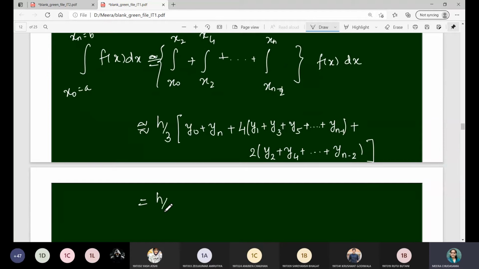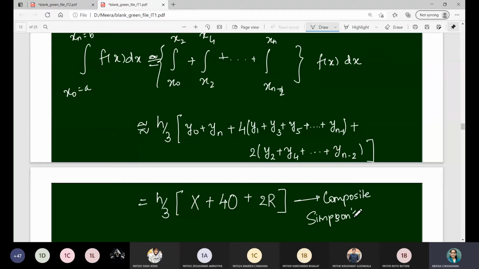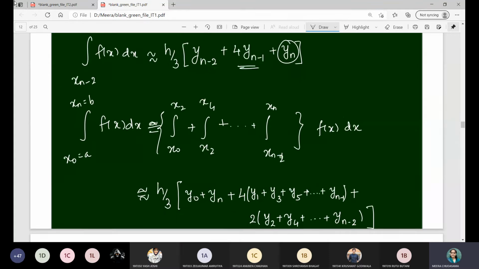In our notation, we write the sum of extreme values plus 4 times the sum of odd suffixes y values plus twice the remaining values. So this is called the composite Simpson's 1/3 rule. 1/3 because h is a multiple of 1/3.